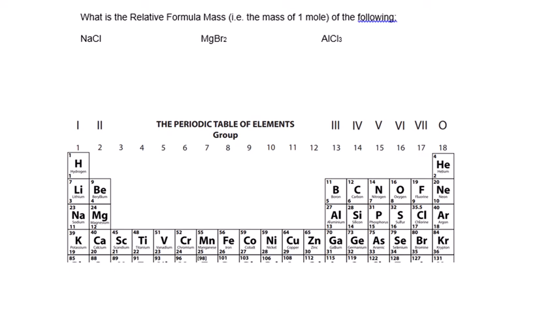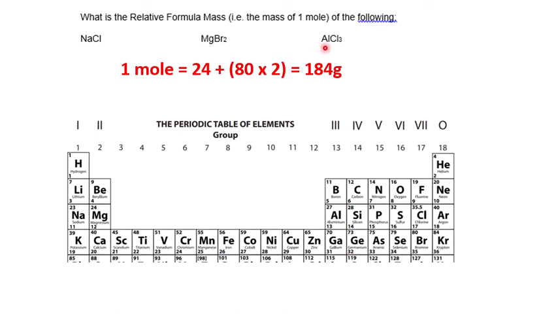So if we look at this one, we'll see that with sodium chloride, what we've got here is 1 sodium, 1 chlorine. And if we come down to our periodic table, we'll see that sodium is 23, chlorine is here, 35.5. So simply add those together, 23 and 35.5, 58.5. So 1 mole of NaCl, 58.5. Now with magnesium bromide, we've got 1 magnesium, but this time we've got 2 bromine. So come down to our table, 24 for magnesium, bromine's down here, 80. So we're going to have to multiply that by 2. So this time the calculation becomes 24 plus 80 times 2, 184.